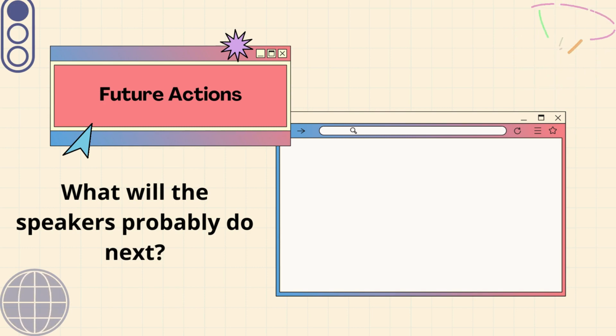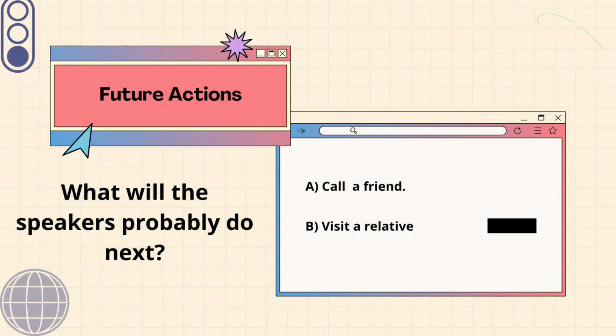Future actions usually have the shortest answer, as we will see, but consider it is not always the case. What will the speaker probably do next? See how the answers are short: call a friend, or visit a relative.